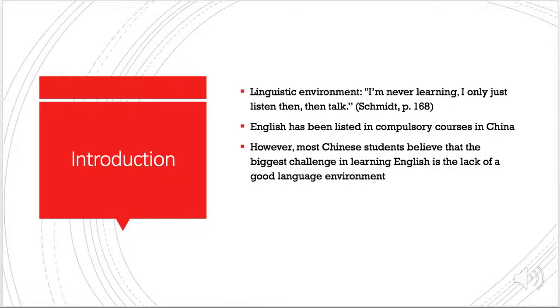First of all, you may have questions about why I chose this topic. Here is an example of the role of linguistic environment. I'm never learning, I will just listen, then talk. Another reason is that English has been listed in compulsory courses in China. However, most Chinese students believe that the biggest challenge in learning English is the lack of a good language environment, which means they don't have enough opportunity to use English in real life.